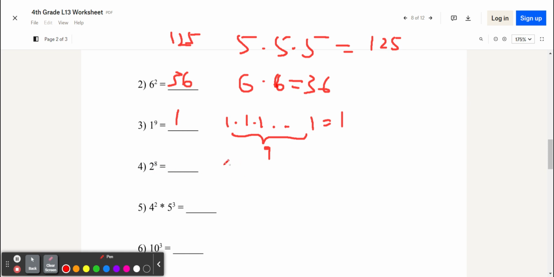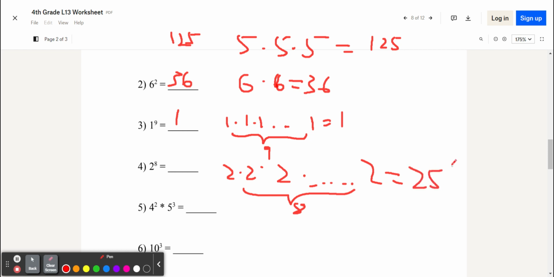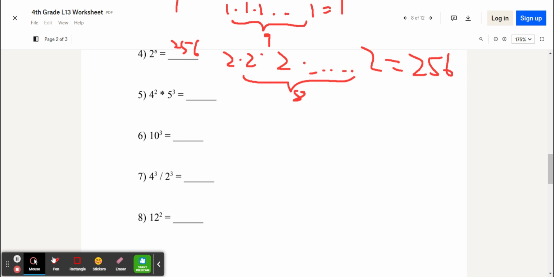Next, we have 2 to the power of 8. That's 2 times 2 times 2 and so on, so you have 8 of these. And that would be 2 to the power of 8 is just 256. Here we have two different exponents. 4 squared. 4 times 4 is 16 times 5 cubed. And above, for problem 1, we saw that it was 125. And so now if you do 125 times 16, you will get 2,000.